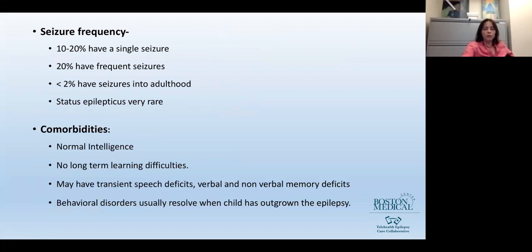There are some comorbidities, like I mentioned before. The children usually have normal intelligence and they do not have long-term learning difficulties. However, during the active phase of the epilepsy, they may have transient speech deficits, they might have verbal and nonverbal memory deficits, they might have some behavioral disorders that usually resolve.